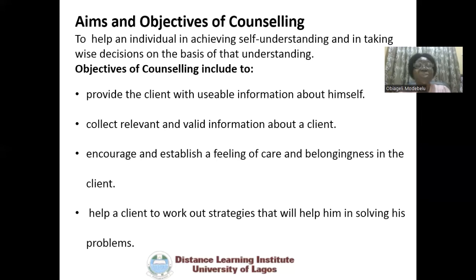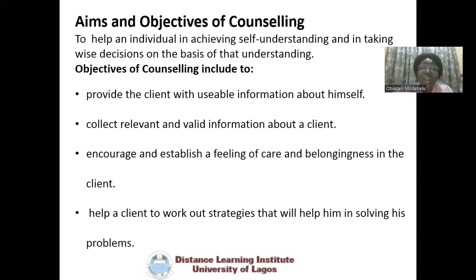So that brings us to the aims and objectives of counseling. The major aim of counseling is to help an individual to achieve self-understanding and to take wise decisions on the basis of that understanding that he has achieved. So the objectives of counseling include to provide a client with usable information. It's not just any information, but information that he will use in solving his problem, or in making a decision, or in moving from one point of his life to the next point of his life.